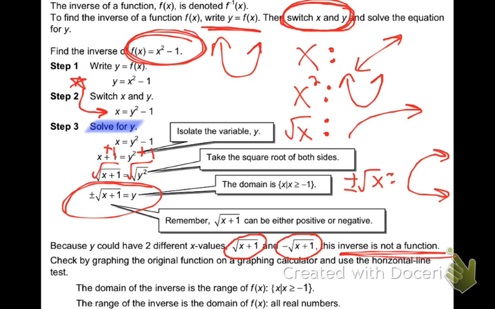Domain and range. What does domain represent? Domain represents my x-values, and range represents my y-values. Awesome. Now, the domain of the inverse is the range of f of x. The range of the inverse is the domain of f of x. What that means is when I flip x and y to find the inverse, the domain and range also flip. So you don't have to double your work and find everything twice. Find it from the original problem, flip it, change it, you're fine.